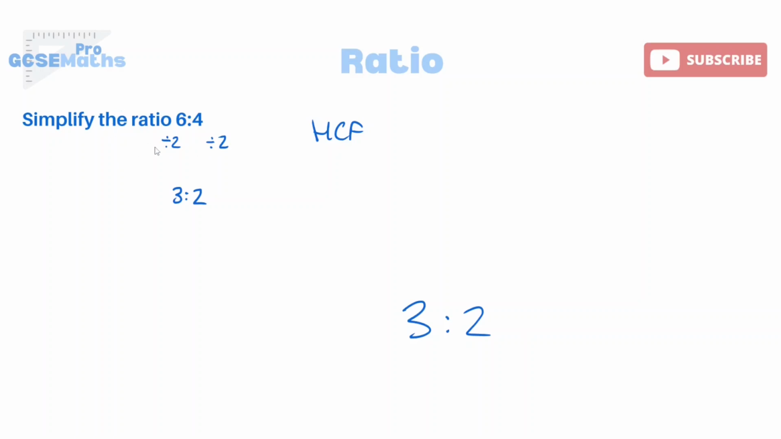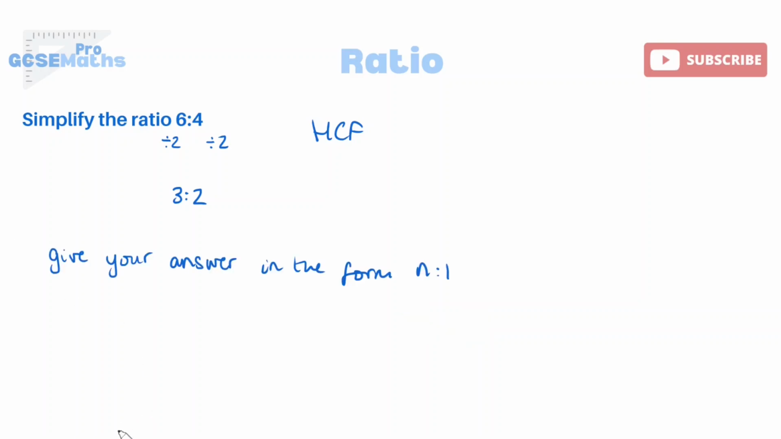If they've asked you specifically to write it with 1 as one of the sides, so like this for example, if they say at any point in any question, give your answer in the form n to 1, or it could be a different letter, or 1 to n, whichever way, they've got 1 on one of the sides and a letter on the other that you're going to have to figure out, then yes, there is a chance that you'll end up with a fraction or decimal version. But if you're just simplifying, you only want whole numbers. So the answer would be 3 to 2.